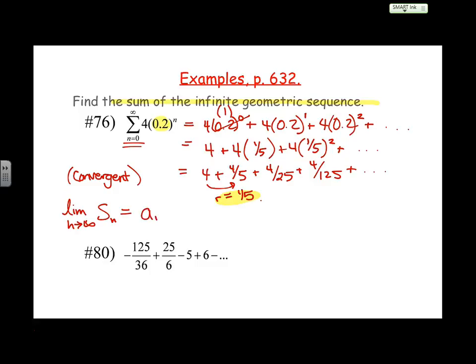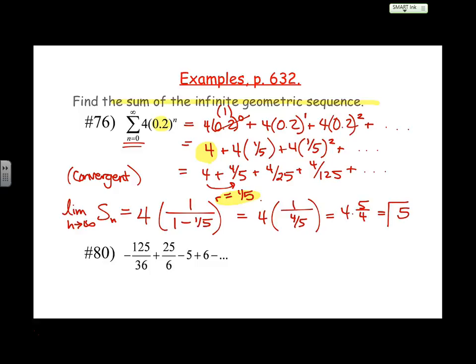A sub 1. Who's a sub 1? 4. Where do I start? 4. Times, what's my formula say? Exactly. Why do you think I put it into a fraction? Because I thought that'd be easier to solve. 1 minus 1/5 would be 4/5. Isn't that the same thing as 4 times 5/4? And it's not the same thing as 5.